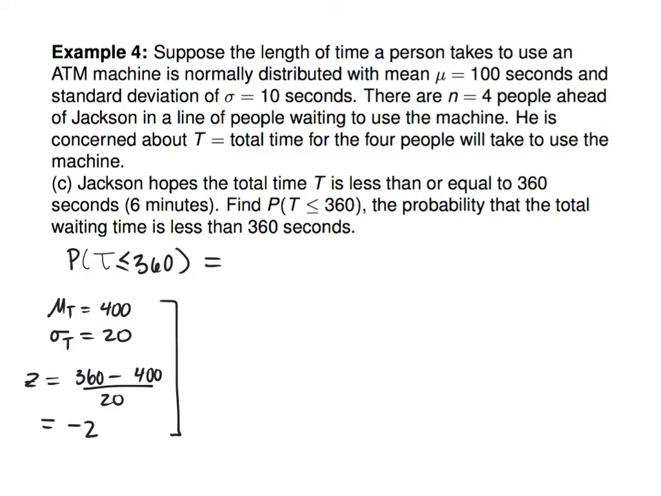So the probability that his wait time is less than 360 seconds is the same as the probability that the z-score is less than or equal to -2. And if you look at the z-table you have, this is 0.0228. So it's a 2.28% chance he's waiting less than 360 seconds, which means he's probably waiting longer.